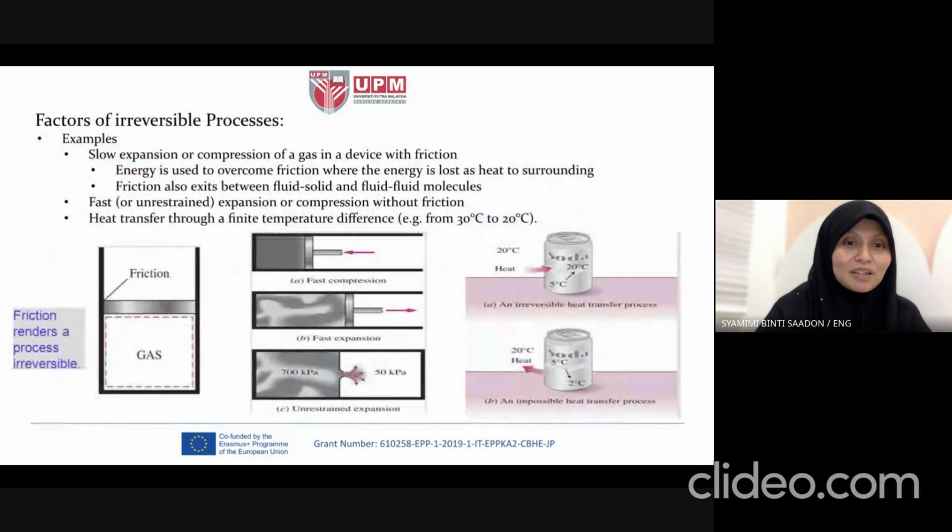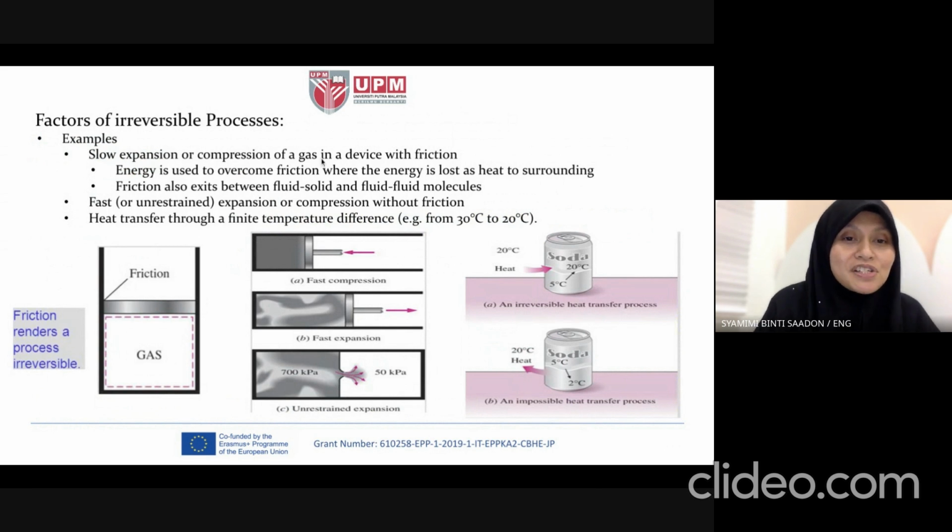Okay. So, factors of irreversible process. Just now I explained slow expansion or compression of gas in a device with friction. If the process has friction, it is irreversible. The friction force can cause an irreversible process. Energy is used to overcome friction, where the energy is lost as heat to the surroundings. So to overcome the friction, we need energy. This energy loss means that the process is irreversible.